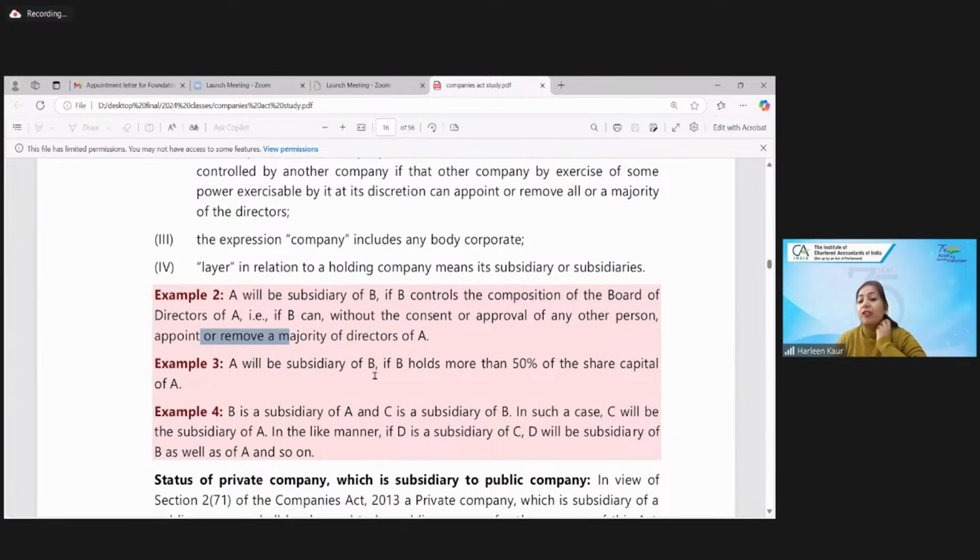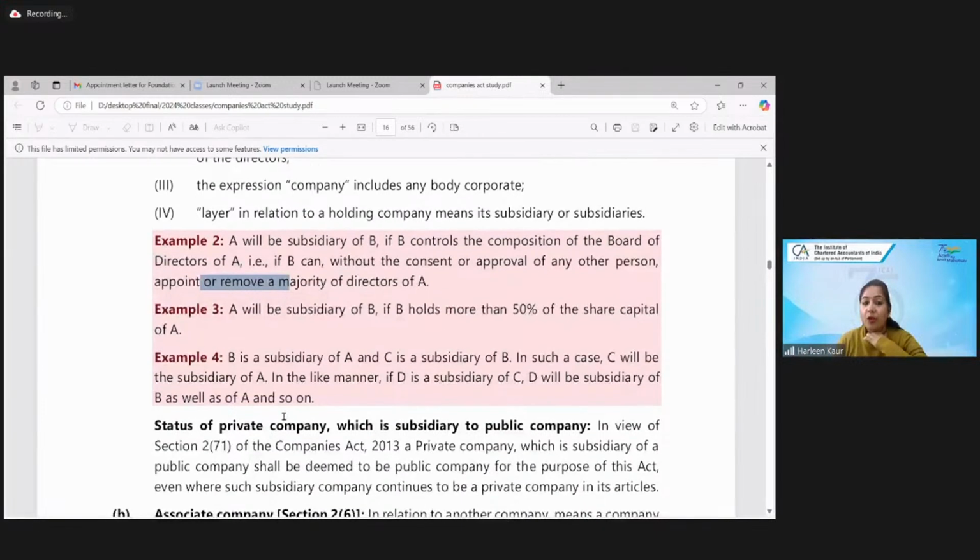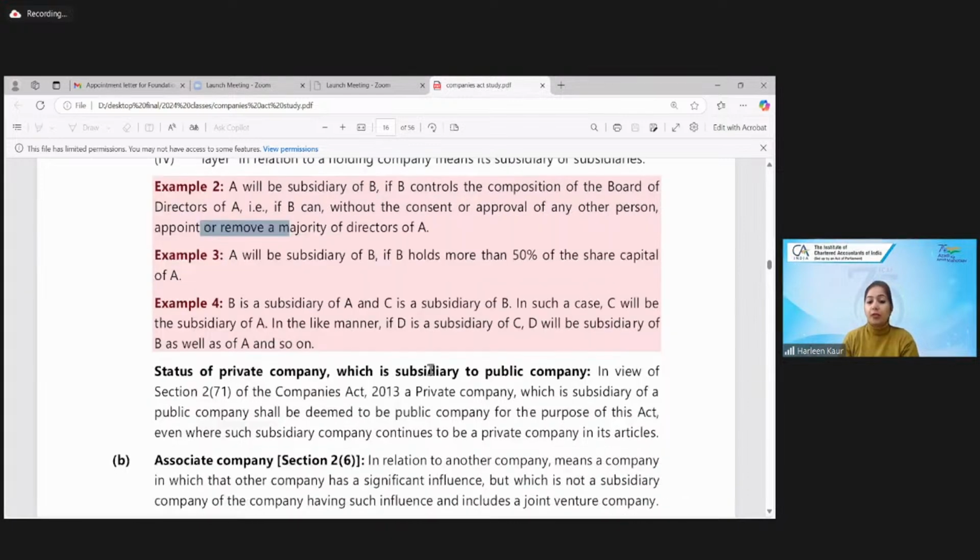A will be a subsidiary of B if more than 50% of the share capital is being held. Now, if B is a subsidiary of A and C is a subsidiary of B, so A is holding B, and B is further holding C. So C will automatically become a subsidiary of A also. So this is how you can have layers of subsidiaries.